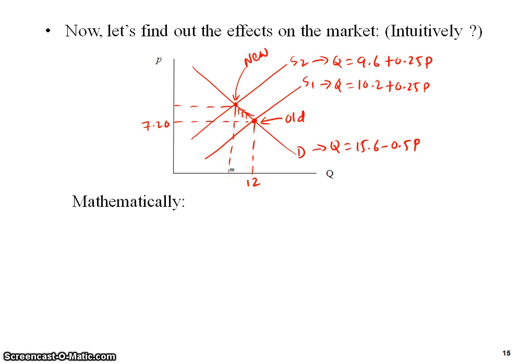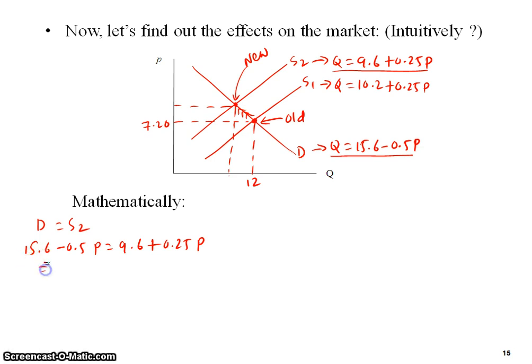And we know how to solve this, right? We have to set demand equal to the new supply. Okay, so let's go ahead and do that. So we're going to set demand equal to the new supply. The demand is 15.6 minus 0.5p. The new supply is 9.6 plus 0.25p. Okay, so we have only p in this equation, so we can collect p and solve for p, right?